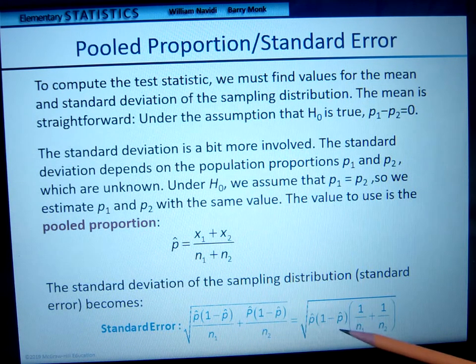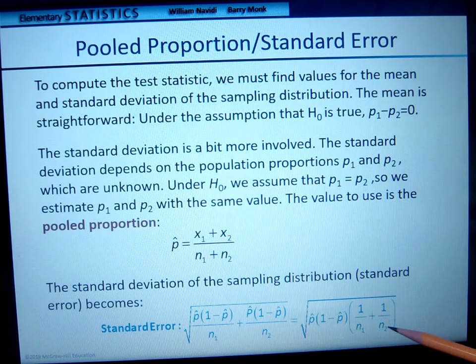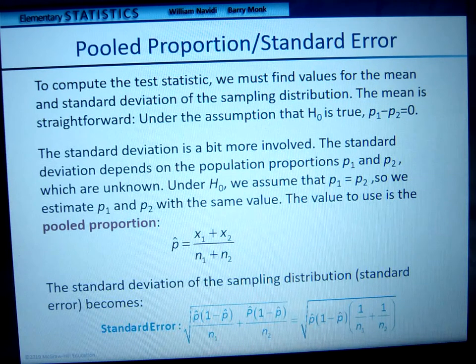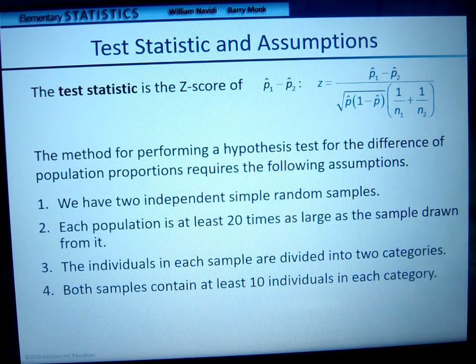So when we do this, we can factor out the top, and we see that we take 1 over n1 plus 1 over n sub 2, and then we're going to add them and multiply it by the p hat proportion and its complement. So the test statistic is a z-score. So here's the z-score value. You're going to take the difference between the two sample proportions all over the square root of the pooled proportion times its complement, and multiply that times 1 over n sub 1 plus 1 over n sub 2.